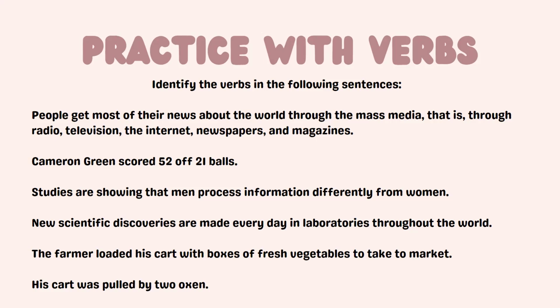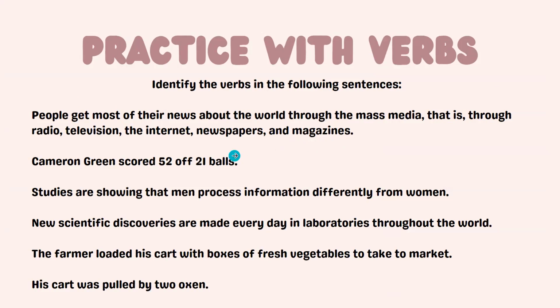Did you figure out the verbs within these sentences? Let's go over it. So "get" would be a verb in the first sentence, and your other verb is "are." There are certain verbs which don't necessarily insinuate action, but also connect to nouns. So those would be your verbs for the first sentence.